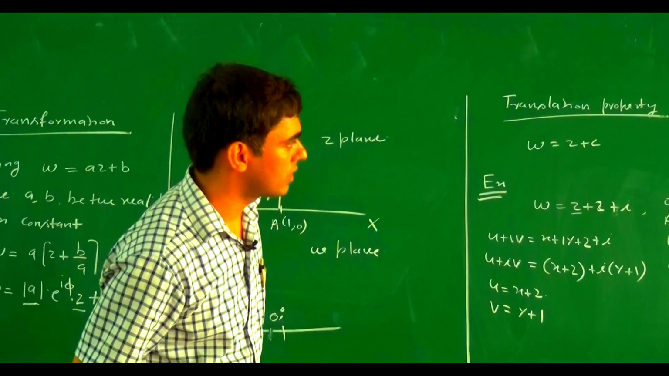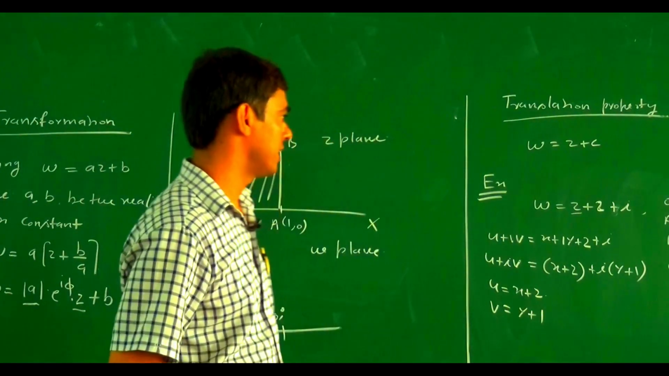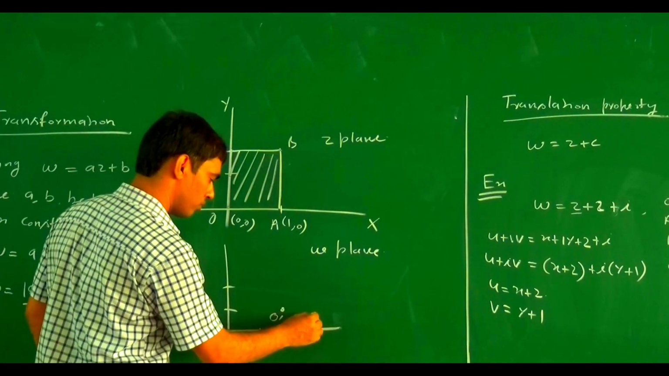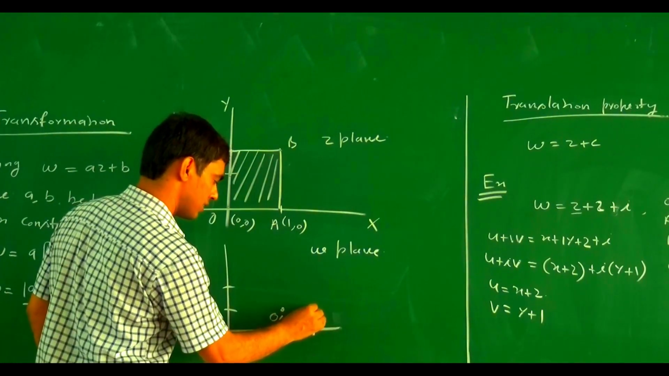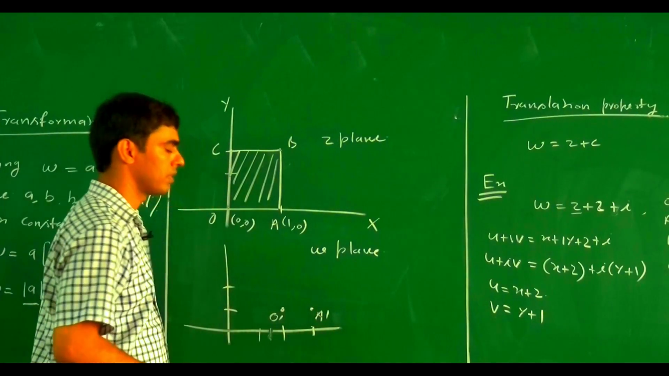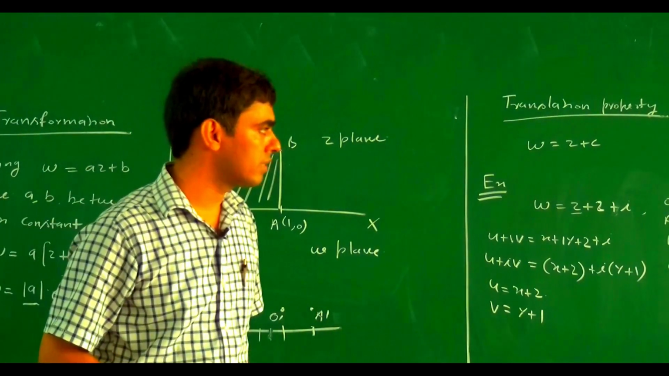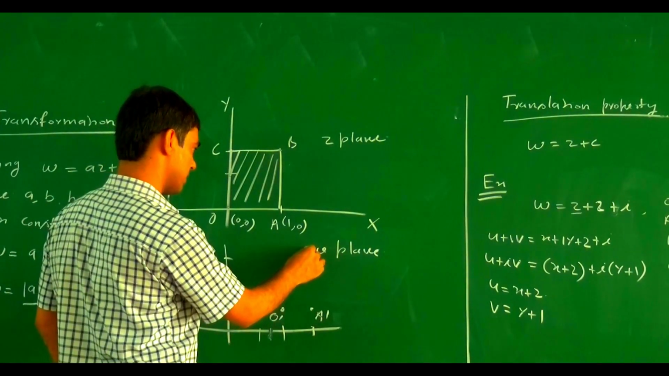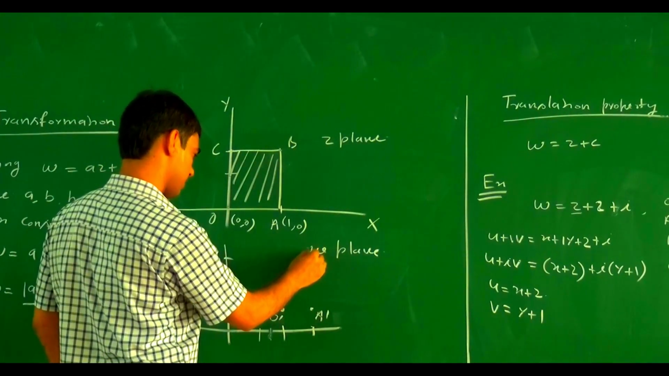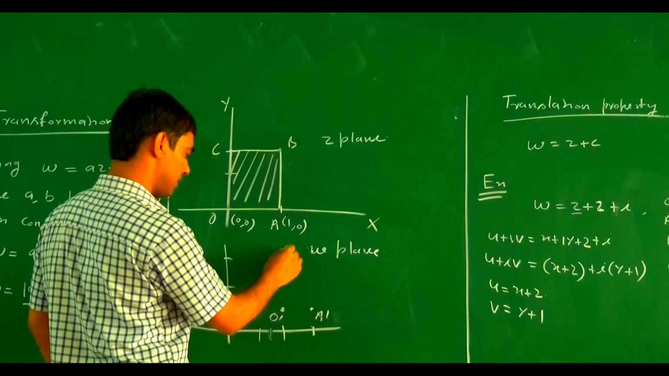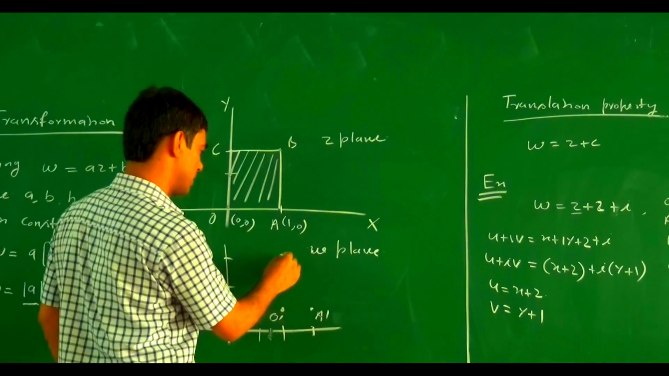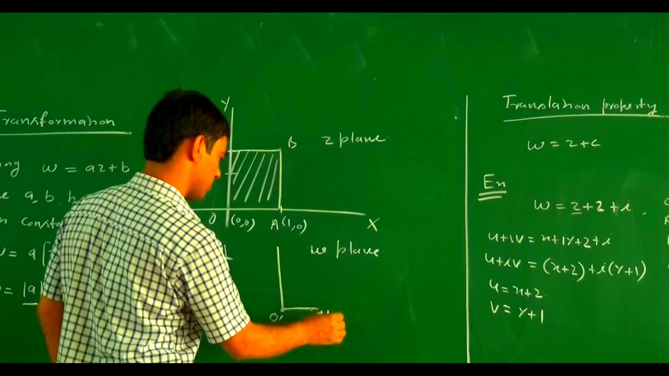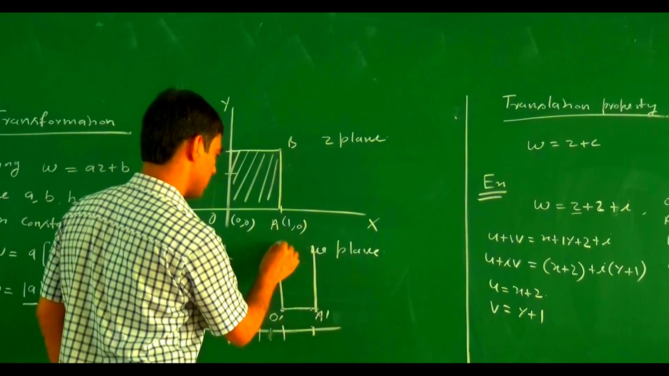And the second one is A dash, which is (3, 1), meaning 3 and 1. This one is a point, A dash. And the next one is B dash, which is (3, 3). And the next one is (2, 3).